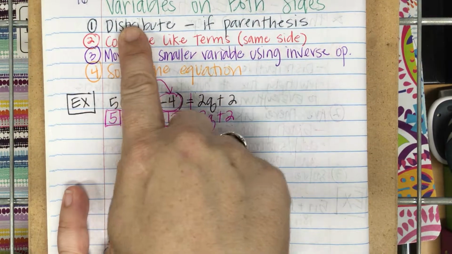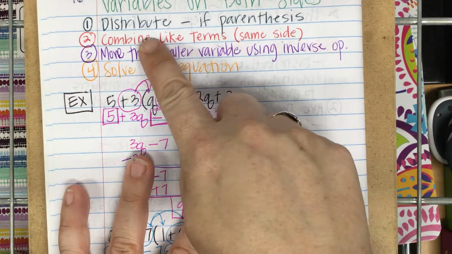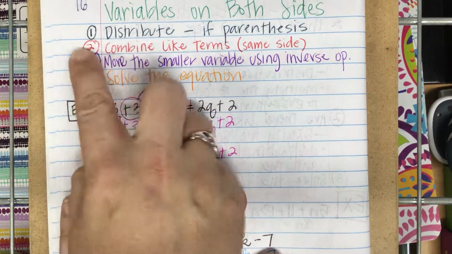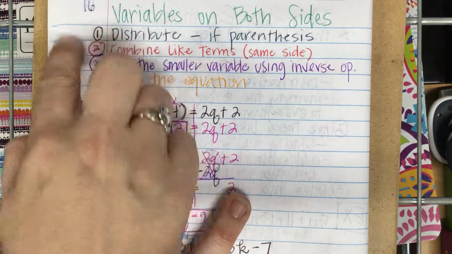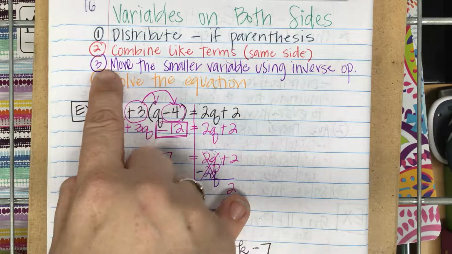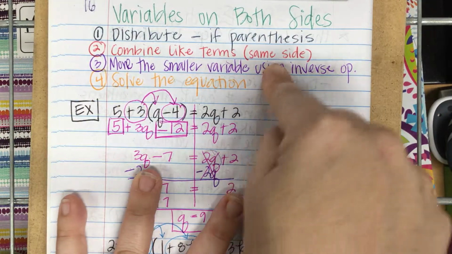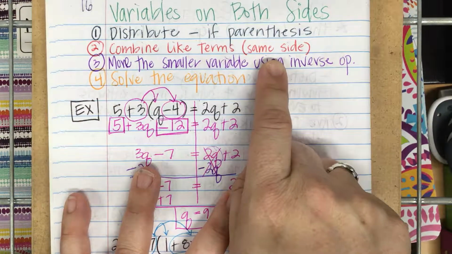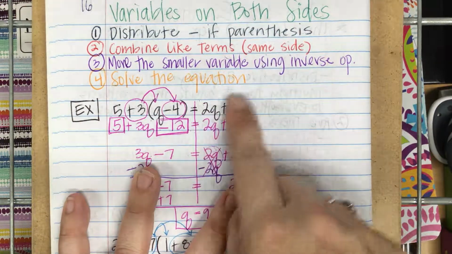So, distribute if parentheses. Combine like terms that are on the same side. You could skip 1 and 2, right? These are only when necessary. Then you move the smaller variable. You can move whichever one you want, but the smaller variable lessens the chance of negative numbers. And then you can solve the equation.